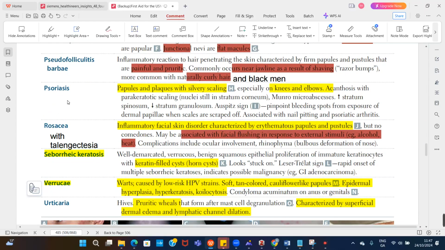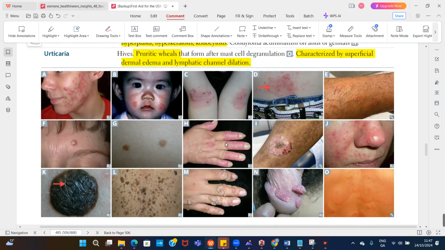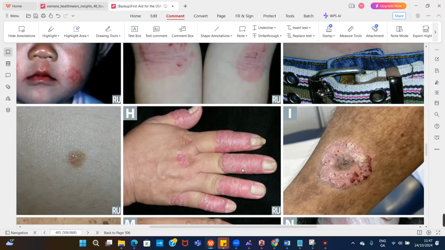The next is psoriasis. Psoriasis is high yield. Very, very, very, like extremely important. Very, very high yield. So what is psoriasis? Psoriasis is one of those papulosquamous disorders in which you are going to see papules and plaques. And what is the peculiarity about these papules and plaques? They are going to appear scaly, in terms of the fact that they have what we call a silvery, whitish scale.